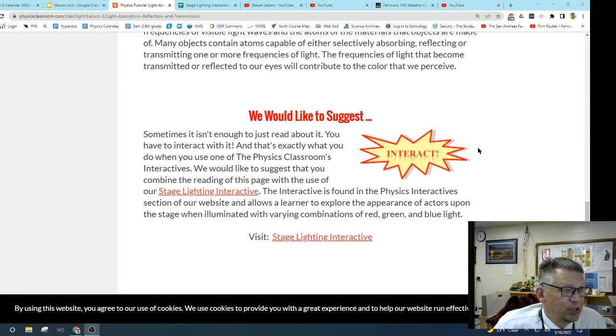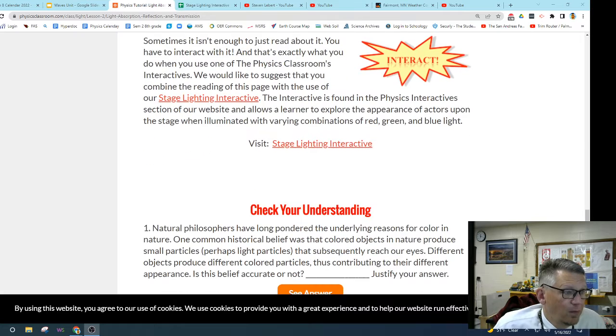Sometimes it isn't enough just to read about it. You have to interact with it. And that's exactly what you do when you use this Physics Classroom Interactive. We would like to suggest that you combine the reading of this page with the use of our Stage Lighting Interactive. The interactive is found in the Physics Interactive section of our website and allows learners to explore the appearance of actors upon a stage when illuminated with varying combinations of red, green, and blue light.